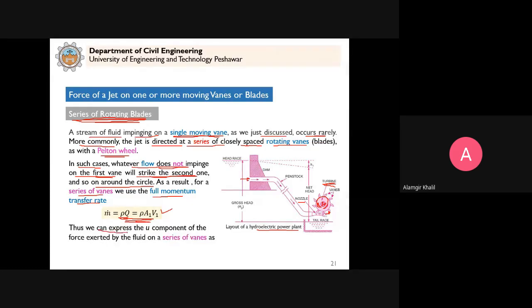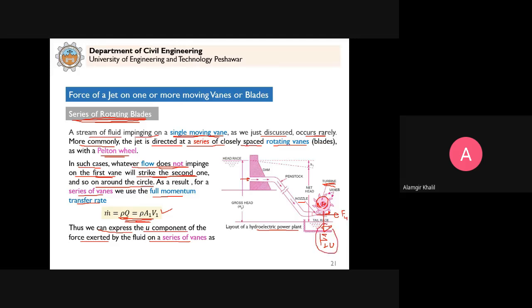So we can express the U component of the force exerted on a series. You see here, in this case, we are only interested in Fu, the force exerted on these vanes in the U direction. So that's why for a turbine, we always calculate this force. There will be a force in the vertical direction, perpendicular to U, but we are not interested in that.